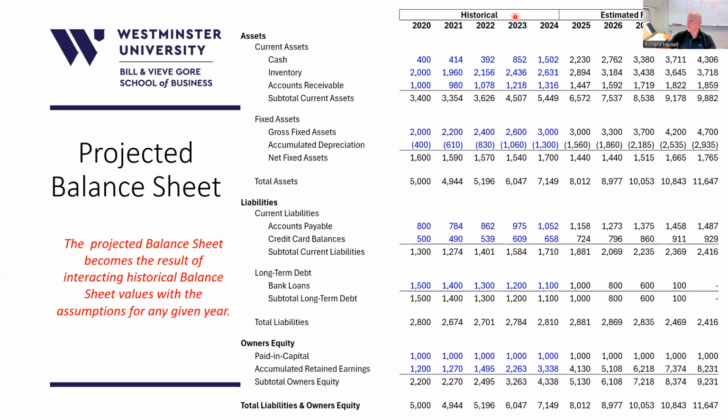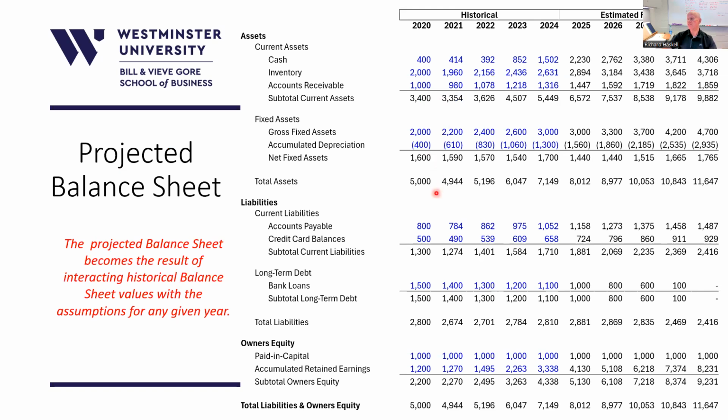Now, again, in the normal convention of how you construct a financial model, we have put all of our given values in blue. They're given because in this case, these are for 2020, 21, 22, 23, and 24. We didn't have to estimate those. We know them by looking at the income statements and the balance sheets for those years. But those are the given values for cash, inventory, accounts receivable. And we have then the subtotal for current assets, given values for the gross fixed assets and accumulated depreciation, subtotal for net fixed assets, subtotal for total assets.